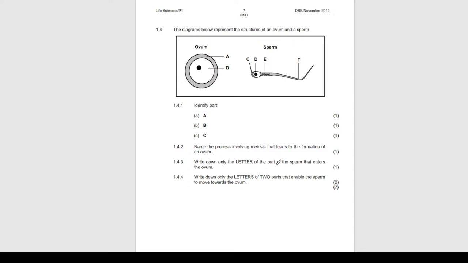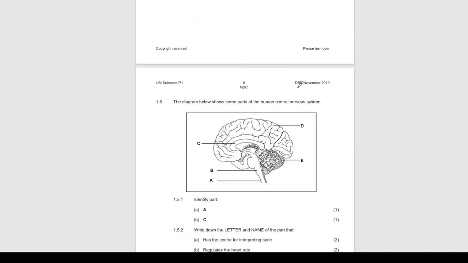Write down the letter of the part of the sperm that enters the ovum. Remember, the tail remains out, and the head contains the enzyme which digests the membrane of the ovum during fertilization. So the only part which enters is the nucleus, which is D. Write down the letters of the two parts that enable the sperm to move towards the ovum. That is the middle piece, which contains the mitochondria to provide the energy so that the sperm can move forward, and also the long tail, which provides the propulsion force for the sperm to move forward. I think I'm clear there.